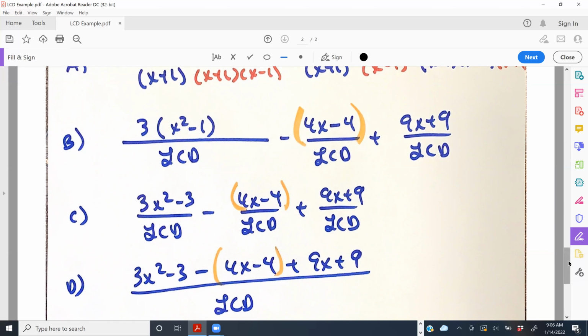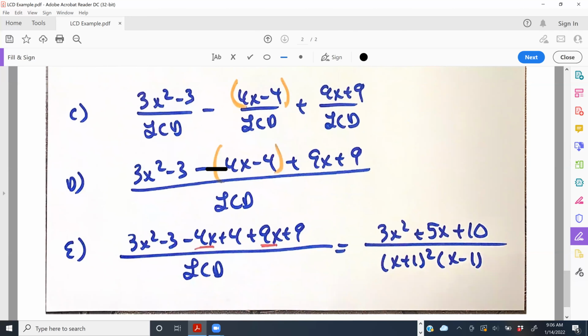In any case, so I distribute the 3, and I took a little extra time here to show you that you have to distribute that negative to both of these terms. So I kept the parentheses around that numerator here and showed you in this next step that, yeah, right here, that's where you have to distribute. So I get a negative 4x plus 4.